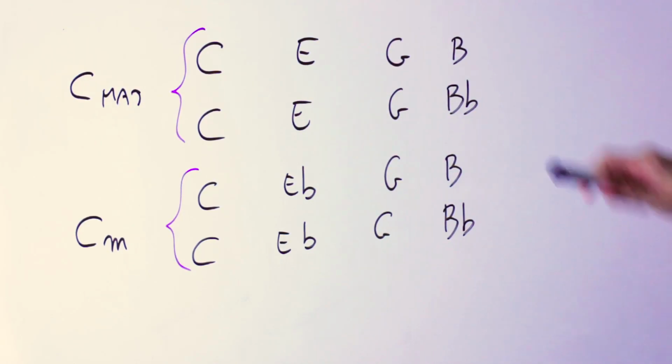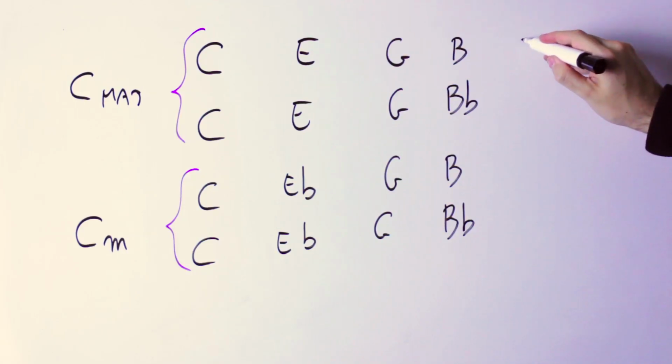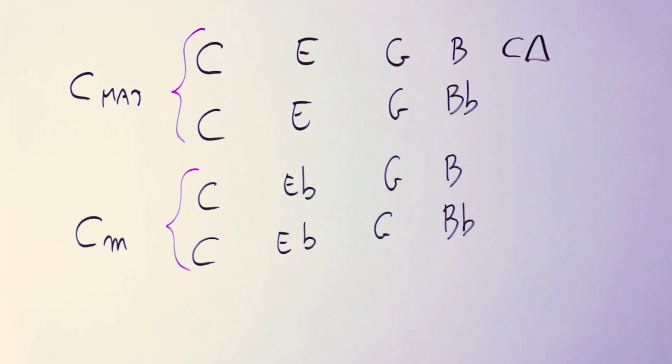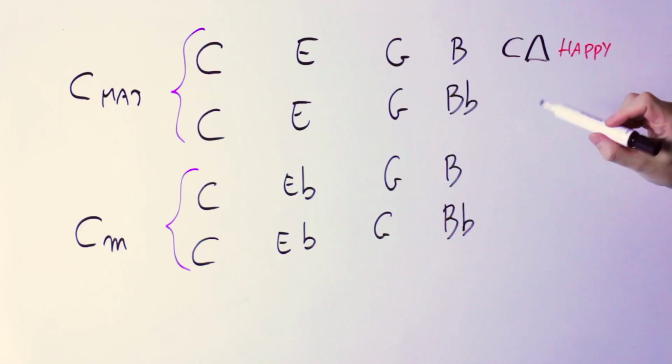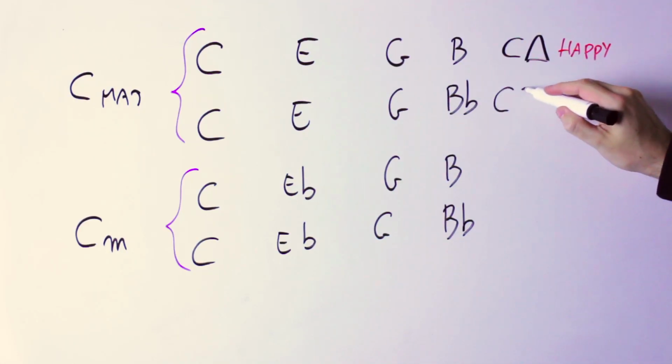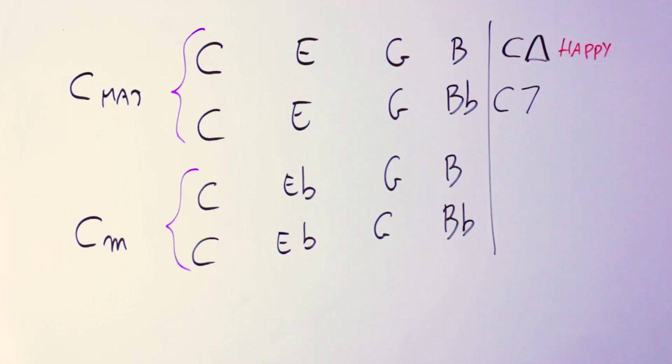The major triad with the major 7th contains the notes C, E, G, B. It's notated as C triangle, and you read it C major 7th. This chord usually sounds happy and content. The major triad with the minor 7th has the notes C, E, G, B flat. It's notated as C7, and you can read this simply as C7 or C dominant 7. This chord tends to sound spicy.